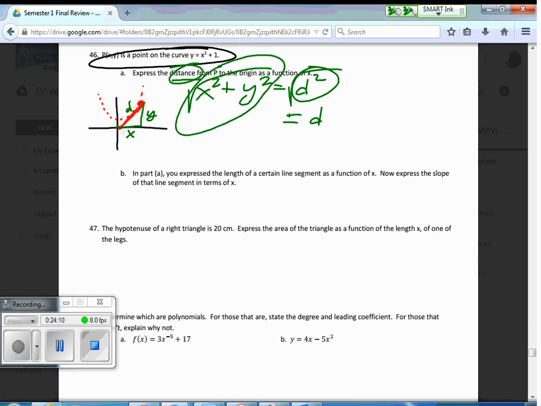So I have to take the y out of there. And if you look at the original equation that they gave you, it says y equals x squared plus 1. So you can take out the y. This y right here, you can take it out and put in x squared plus 1. And now you got your distance alone, the square root of all that.